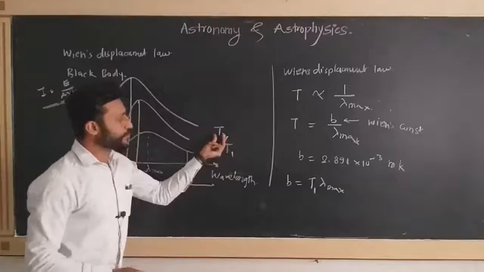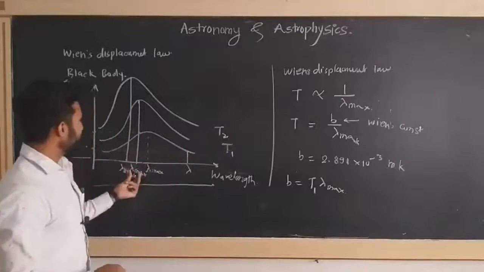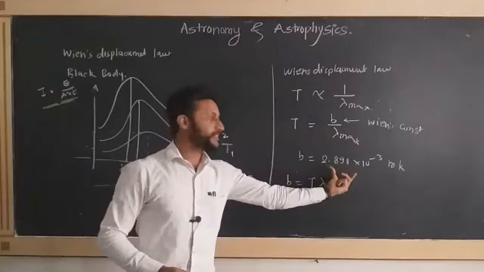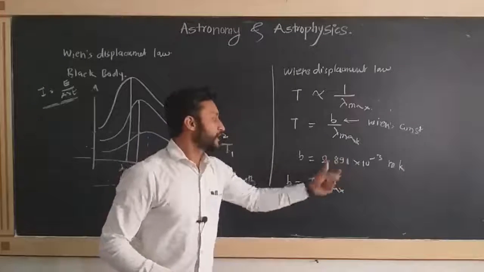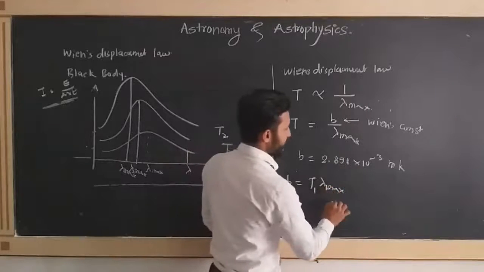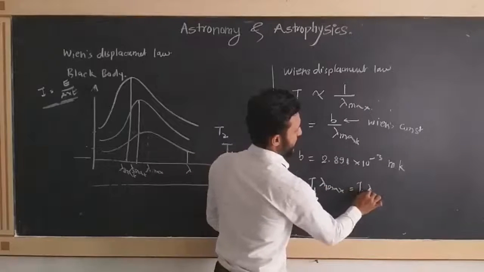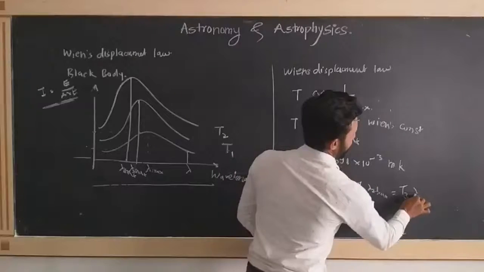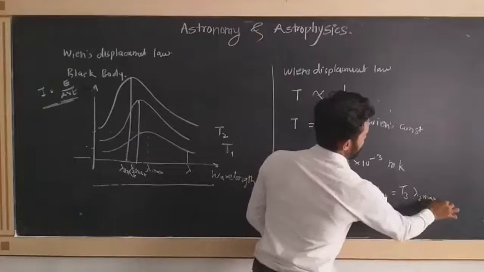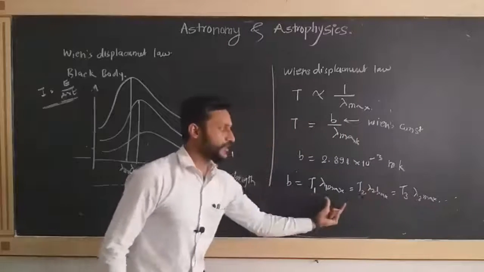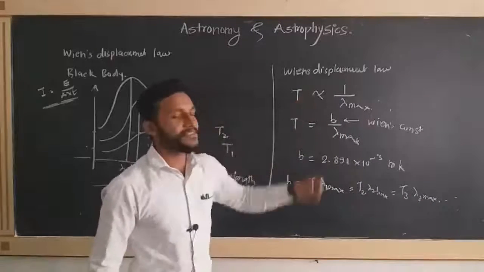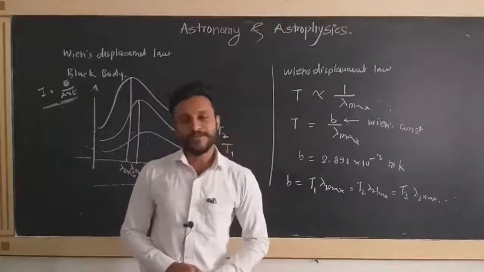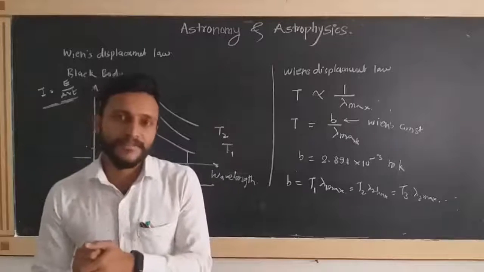If you take T2, the product of T2 and lambda 2 max here, then we will get a product which is nearly equal to this. It means that T1 lambda 1 max is equal to T2 lambda 2 max, equal to T3 lambda 3 max, and so on. Hence this product is constant. This is Wien's displacement law, which is equal to 2.898 into 10 raised to minus 3 meter Kelvin, which is constant for all.